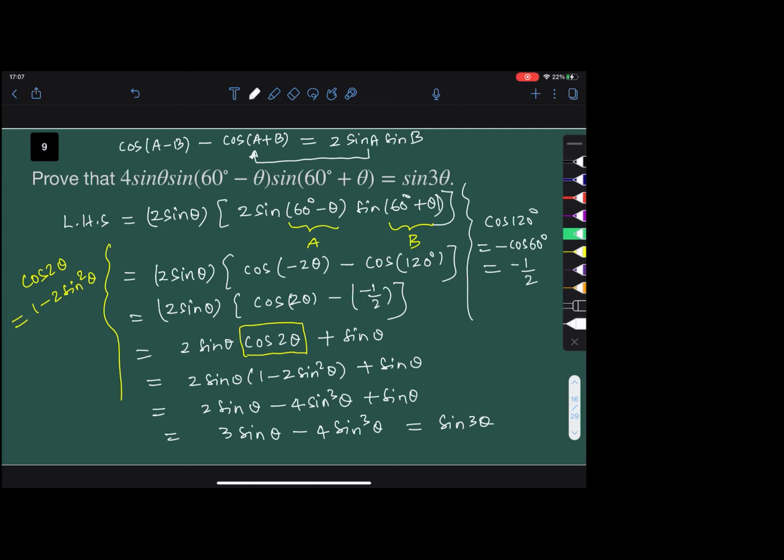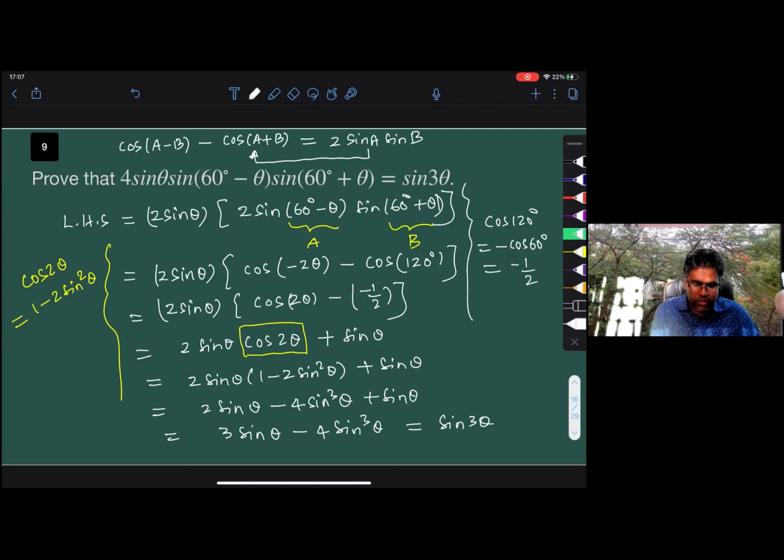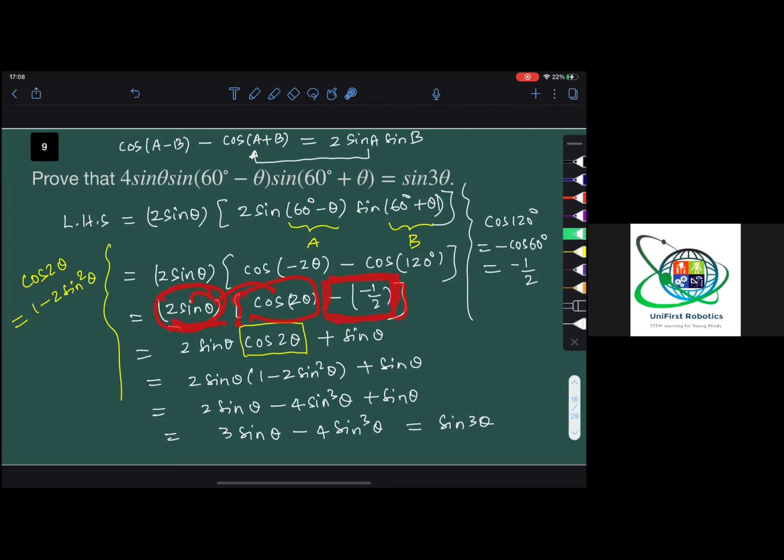Sir, how did we get that sine theta in the fourth step, I guess? Oh, okay. Because outside you have 2 sine theta, right? I took it inside and opened the brackets. So 2 sine theta into cos 2 theta, but this 2 sine theta should also be multiplied with this. Oh, right. Okay, got it.